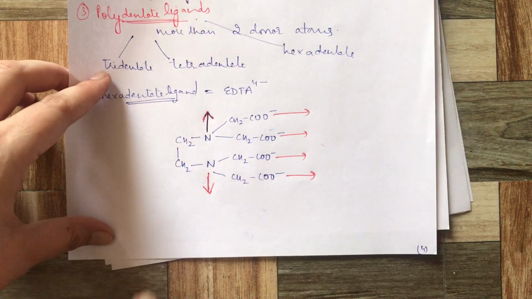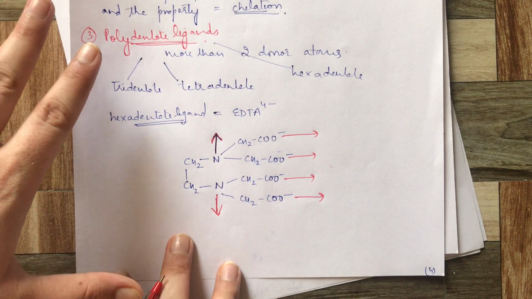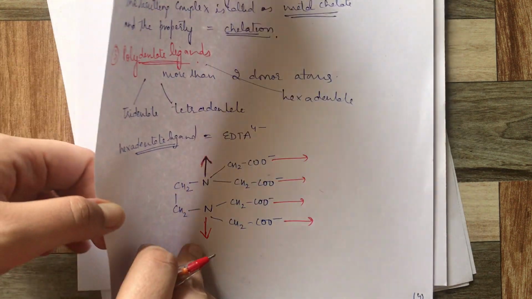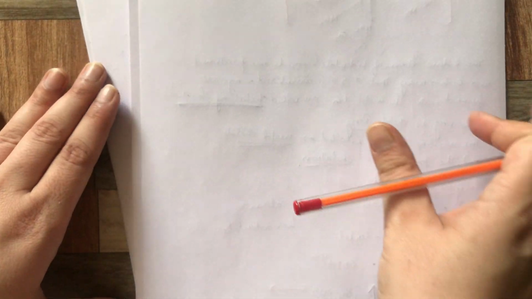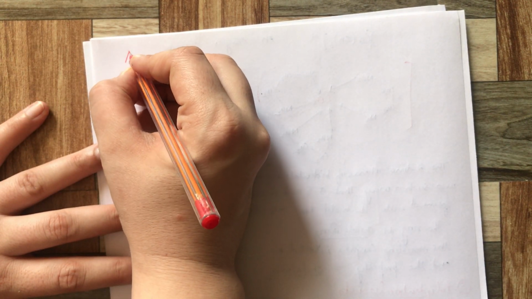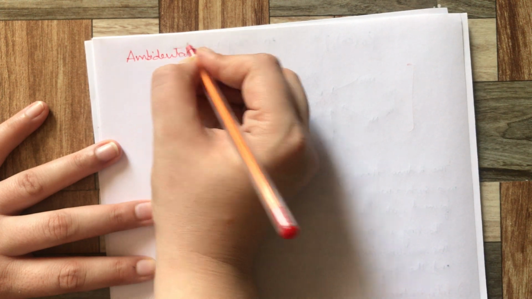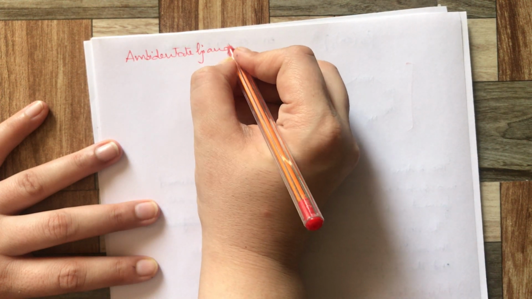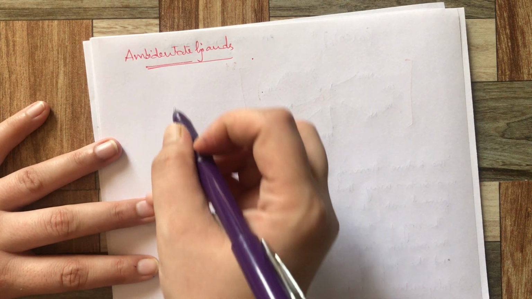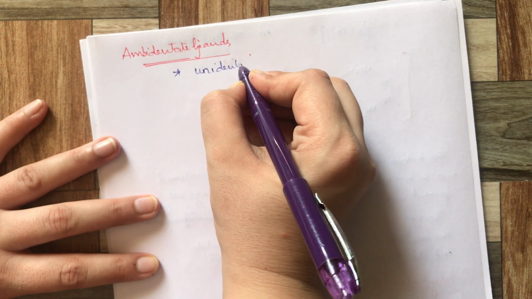Right. Now, we have discussed the unidentate ligands, the bidentate ligands, chelating ligands, and polydentate ligands. Now there is another very important type of ligand that we have to discuss: the ambidentate ligands. Very important. What are these ambidentate ligands? They are actually unidentate ligands.